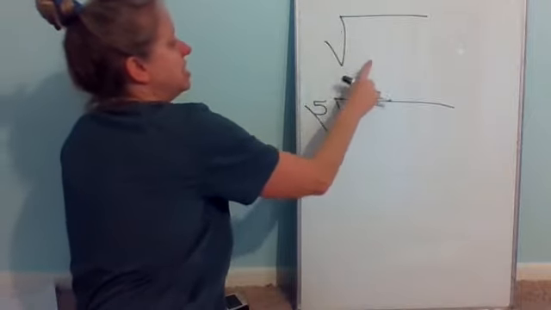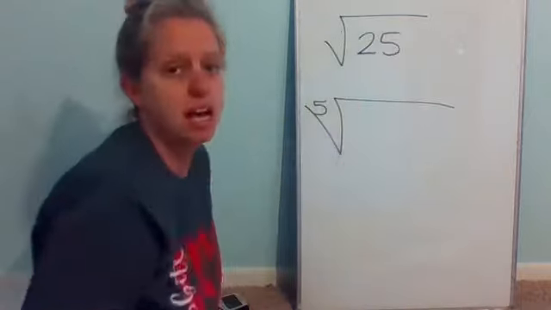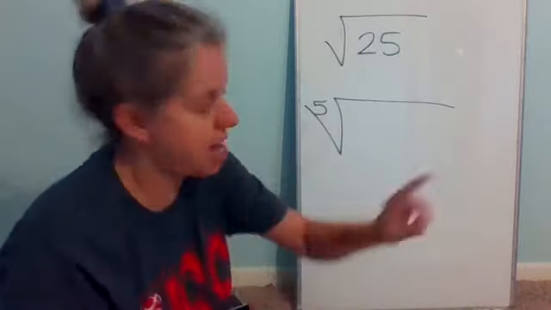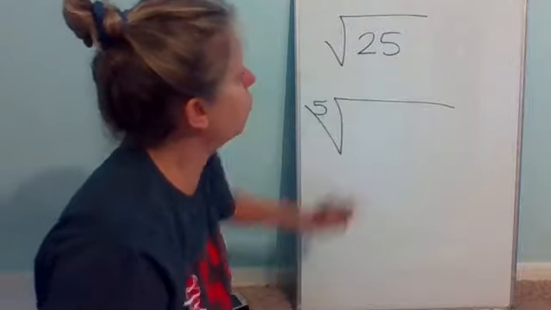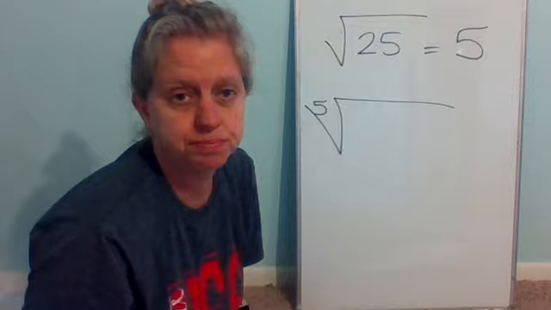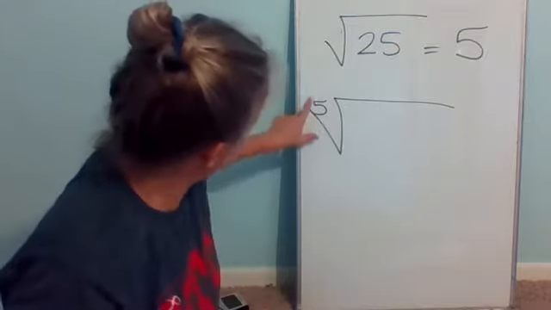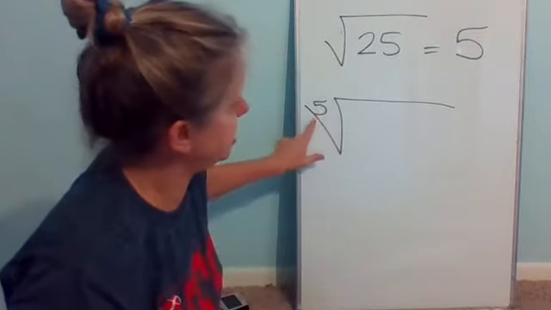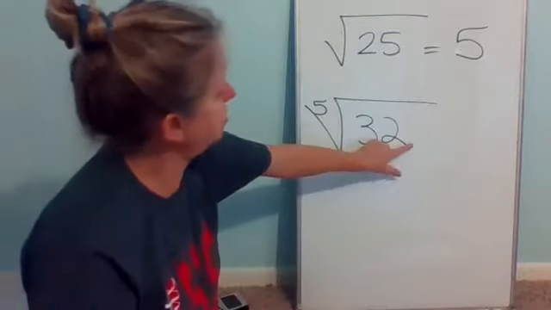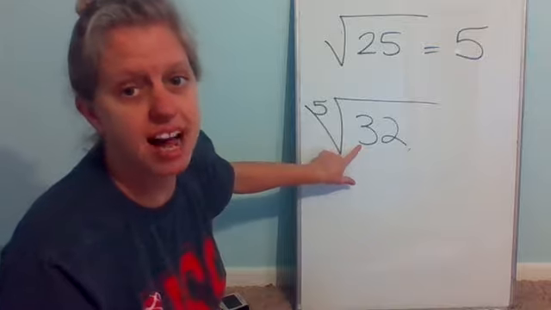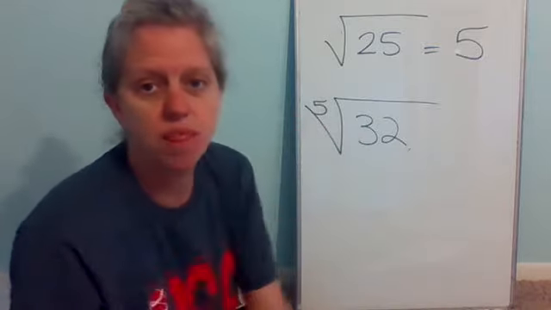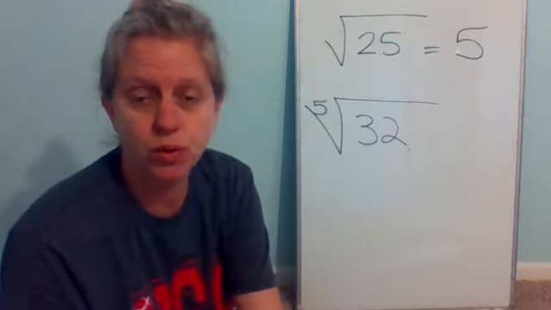When you have a number inside here, you're trying to find what number times itself 2 times gives you this 25. Well, what times itself is 25? 5. This index number is asking, when there's a number underneath here, what number times itself 5 times gives you this 32?